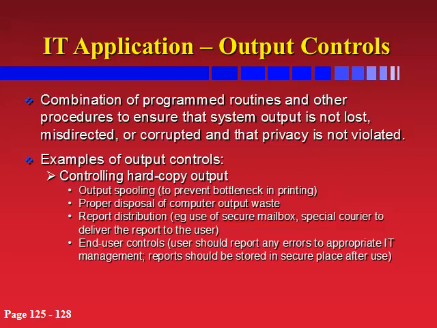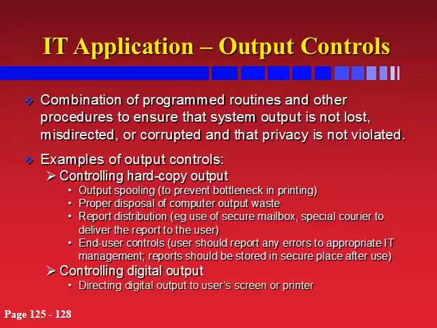Now, controlling hard copy output can be in the form of having output spooling to prevent bottleneck in printing, the spoiled or unused computer outputs being properly disposed of, reports are properly distributed to users who are allowed to receive or view them through the use of a secure mailbox, or having special courier services deliver the reports to these users, and end user controls where the user should report any errors to appropriate IT management, and these reports need to be stored in a secure place after use. Now, to control digital output, it could be directly sent to the user's screen or printer.